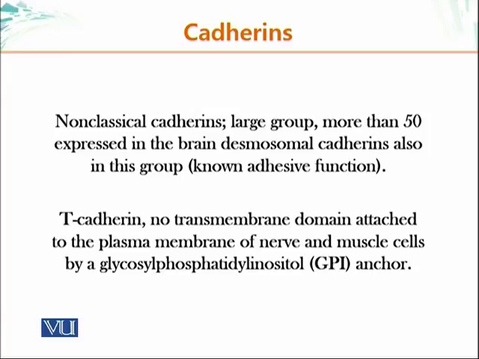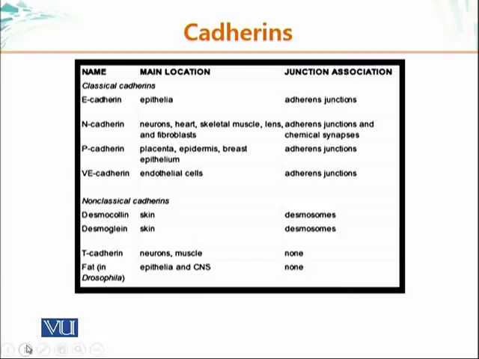There's another category of cadherins called T-cadherins. They do not have any transmembrane domain, which is the domain of the protein which is embedded in the plasma membrane. These molecules are attached to the plasma membrane, primarily on the nerve and muscle cells, by a glycosyl phosphatidyl inositol anchor. It's basically a molecule that is present in the plasma membrane, and this type of cadherin is attached to this GPI molecule. Here, there's basically a chart of some of the cadherins.